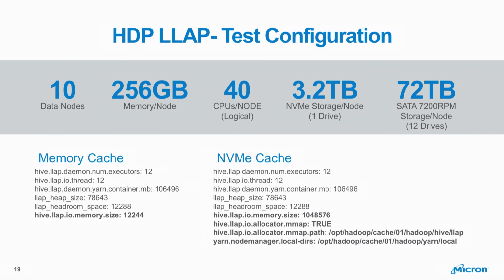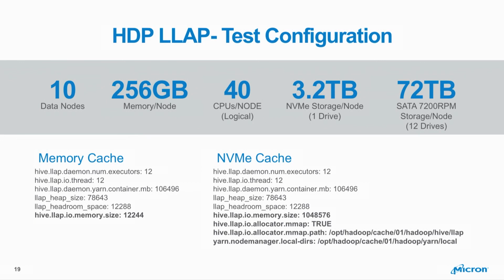For the memory cache configuration, we had 12 executors, 12 threads, and a 106 gigabyte container size for the daemon. We set the heap at 76 gig, and headroom was at 12 gig. That left about 12 gig for the cache. Now, tuning this was a bit of a black art, and depending on the workload, your numbers may look a lot different, but this is what we found worked best for the TPC-DS benchmark we were running on this host.